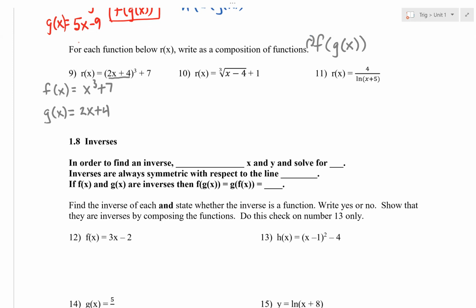We have the cube root of x minus 4, plus 1. So once again, f has to be on the outside, g has to be on the inside. If I just look at the inside, I could say g of x is equal to x minus 4. And so the outer part would then be the cube root of x plus 1.